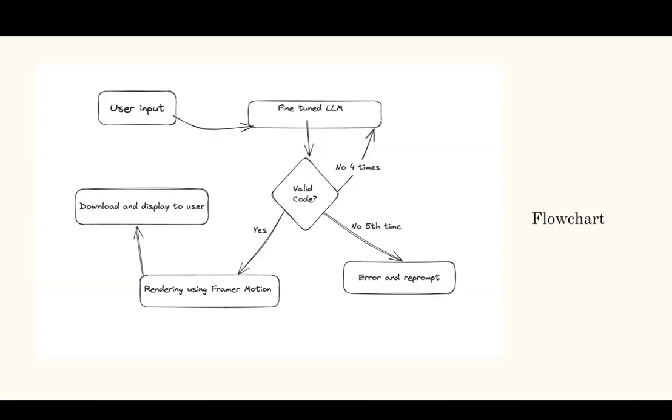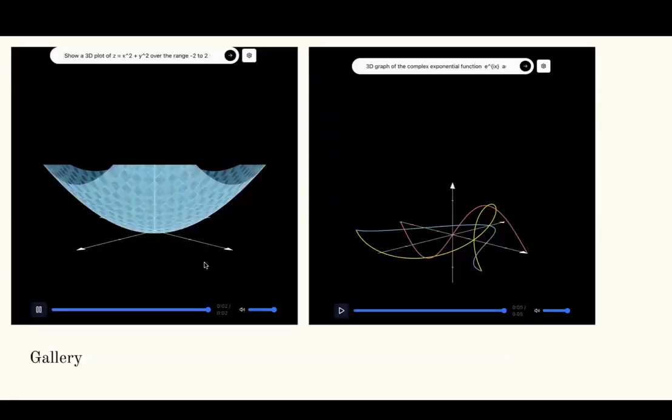So here on the tech stack, or sorry, not the tech stack, the flow chart. First the user inputs what they want to see, and then a fine-tuned LLM generates code. It checks if the code is valid. Up to 4 times the code can be invalid, and it will regenerate every single time it is not valid. On the fifth time, it will then error and reprompt for another query. However, if the code is valid, then it renders using Framer Motion and is downloaded to display to the user. And here's some of the coolest animations I've been able to generate.